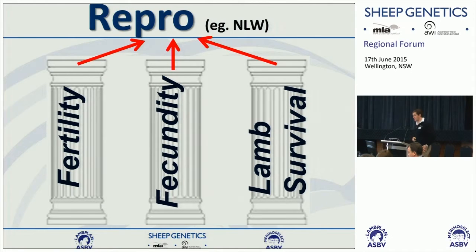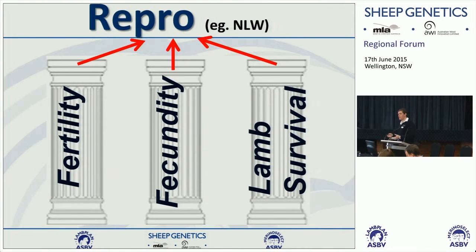So looking at a trait like number of lambs weaned, which is a repro trait, we've got three key pillars here to keep in mind when we're interpreting this trait. So we've got fertility first up, which is regarding whether the ewe joined or not. So is the ewe fertile? We've got fecundity, so that's scan count or how many lambs she actually has. Okay, so we've already got two things happening to interpret this trait.